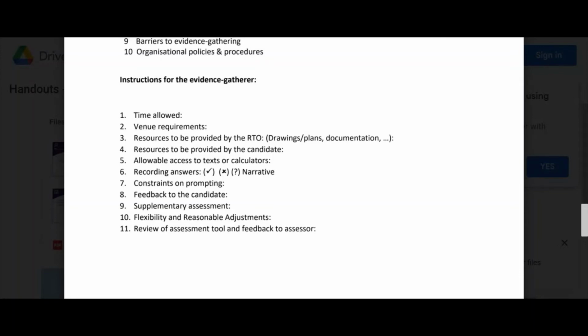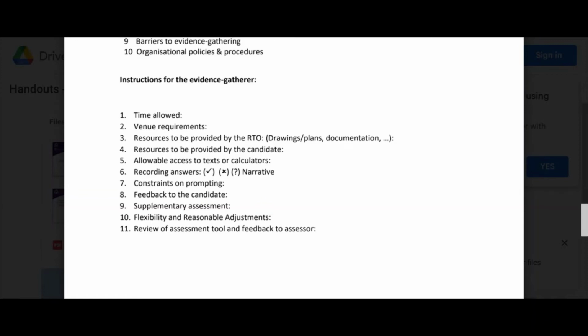How are answers recorded by the evidence gatherer? Do they just tick or cross, or do they have to provide a narrative, a description of what answer was provided, if indeed they're doing it as an oral assessment? Are there constraints on prompting? Can the student ask questions? If the student asks a question, to what extent can you answer?